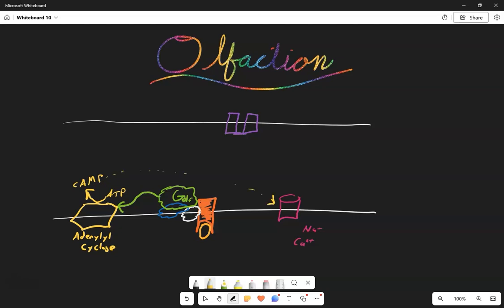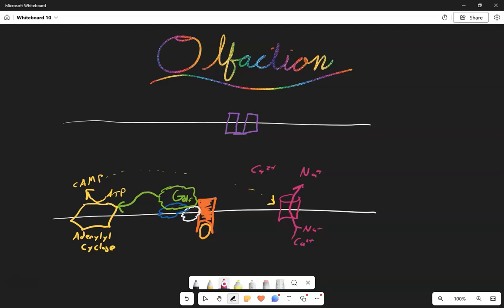Okay? Now, what cyclic AMP is going to do is come over here and bind to this cation channel. And when cyclic AMP binds to that cation channel, it's going to allow sodium and calcium into the cell. Now you're thinking to yourself, okay, that brought in some positively charged ions, which means that our membrane potential is going to go up. However, the amount of calcium and sodium that is let in is not enough to reach threshold and generate an action potential in this cell.